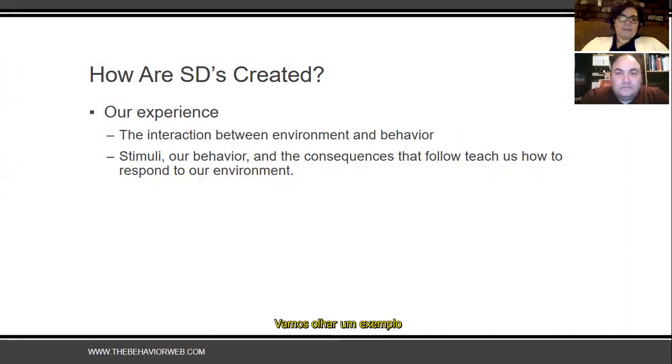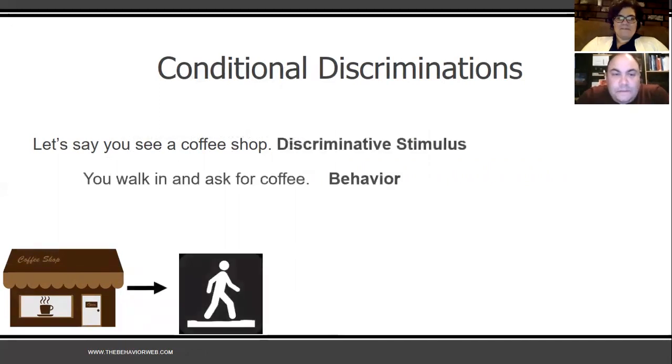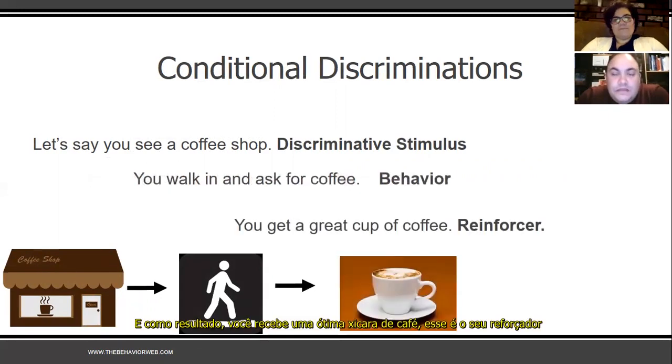So let's take a look at an example. Let's say you're walking down the street and you see a coffee shop. Let's call that an SD to start. You walk in and you ask for coffee. Both of those things are behavior. And as a result, you get a great cup of coffee. That's a reinforcer for that behavior in the presence of that discriminative stimulus.